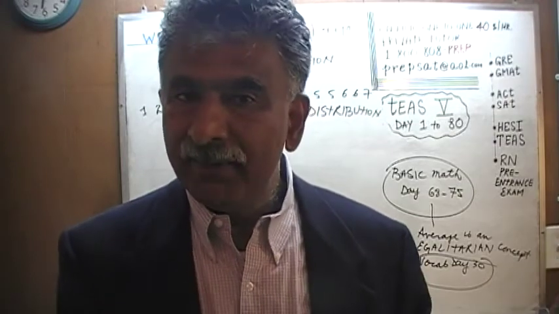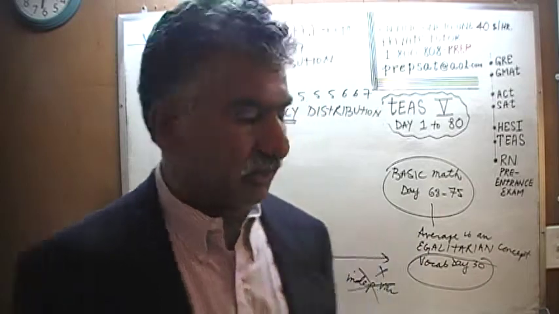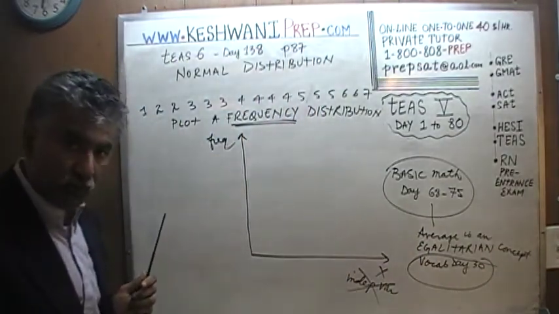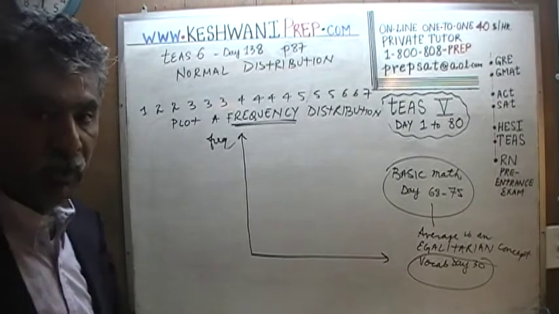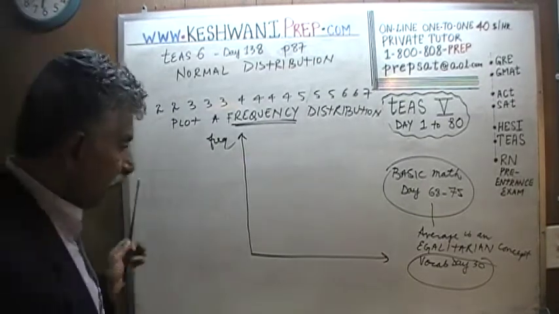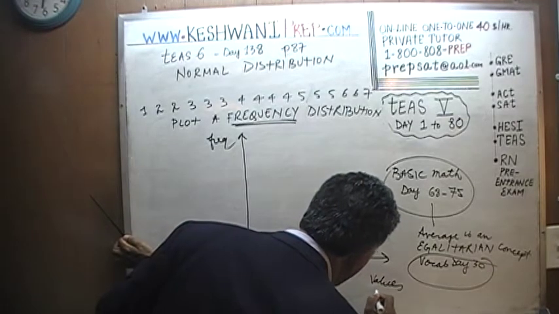It's not an independent variable on the x-axis and a dependent variable on the y-axis. It's a frequency distribution, and in a frequency distribution, we always put frequency on the y-axis. And on the x-axis, it's not an independent variable, as I told you already, because there is only one variable, which is the score. So we put these values, or observations, if you like.